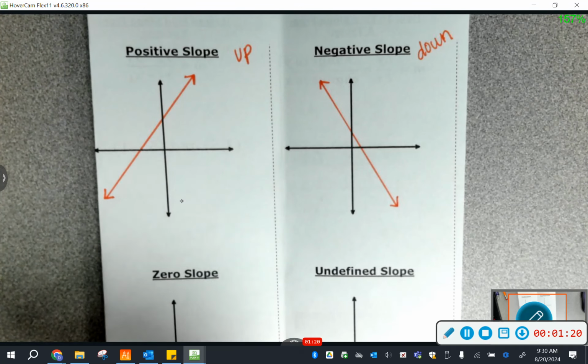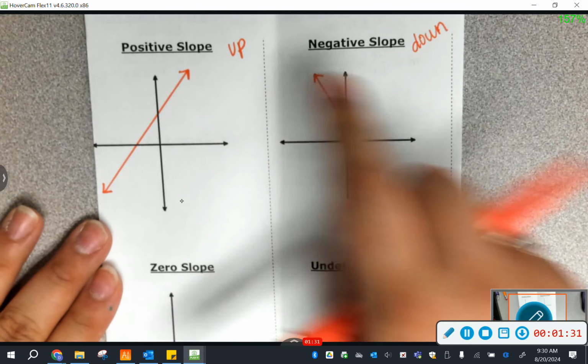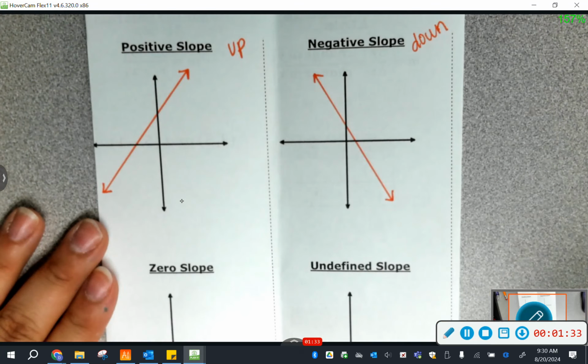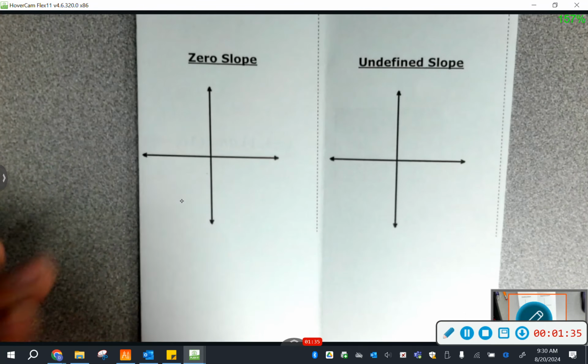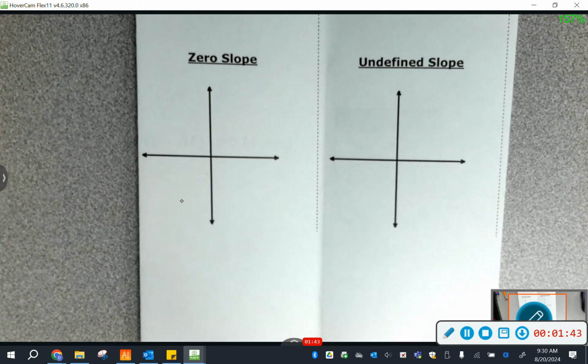So one of the first things I want you to do whenever a question's asking for slope on a graph is look: is it positive or negative? Because right away, if it's going up, can't you eliminate all your negative answers? And vice versa. If it's going down, can't you eliminate all the positive answers? What about 0 and undefined? These two people always get mixed up. They are both straight.